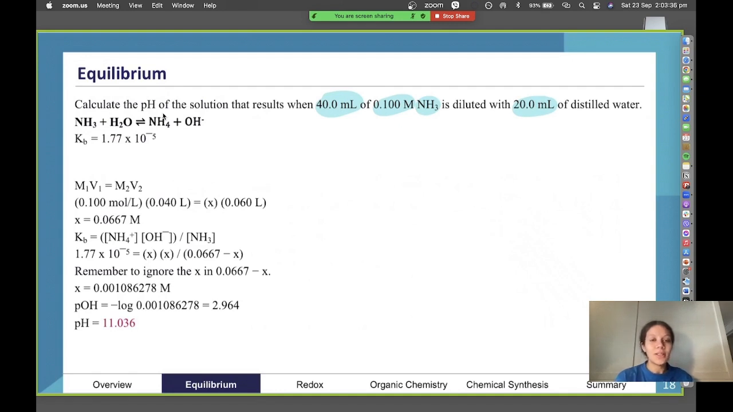So the first one is that we want to think about our actual concentration and our volume. So this equation here, you might have seen also, this is the same as C1V1 equals C2V2. So we sub in our C1V1 for the original 40 mL, and then we also put in our new volume, so once we've added 20 mL, that's why we have 60 mL here, and we have an unknown concentration. So rearranging that equation, we get our concentration is 0.0667. And then we have our Kb expression.